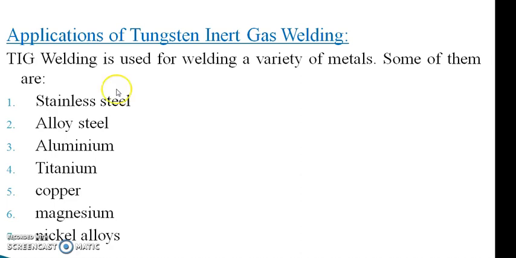Here in this slide, if you go through, we have stainless steel, alloy steel, aluminium, titanium, copper, magnesium and nickel alloys. These are the materials generally used for TIG welding. TIG welding can also be used for combining dissimilar metals. That means if you want to weld two dissimilar metals, then this TIG process is also quite applicable.